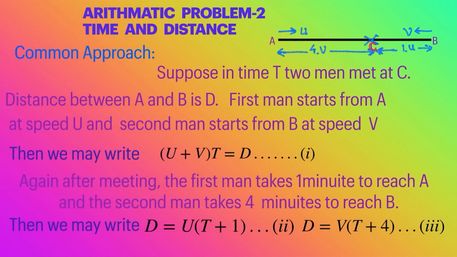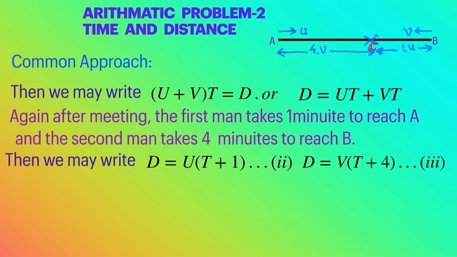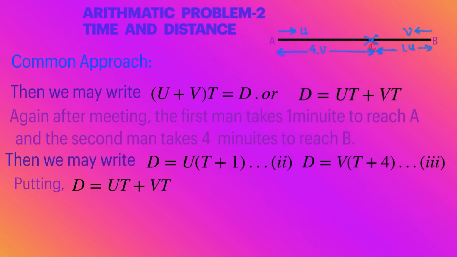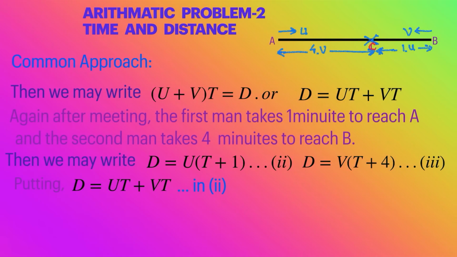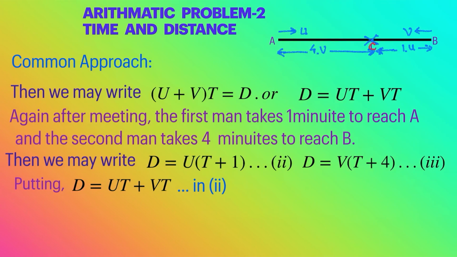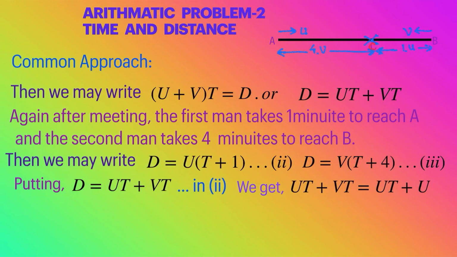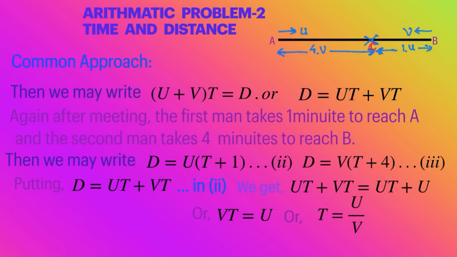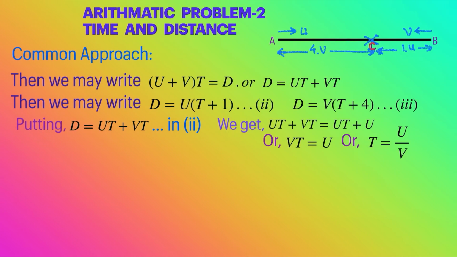We may do it in this way. Putting the value d equal to ut plus vt from the first equation into the second equation, we get ut plus vt equal to ut plus u, or vt equal to u, or t equal to u by v.